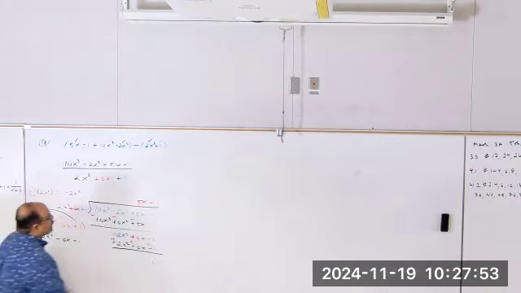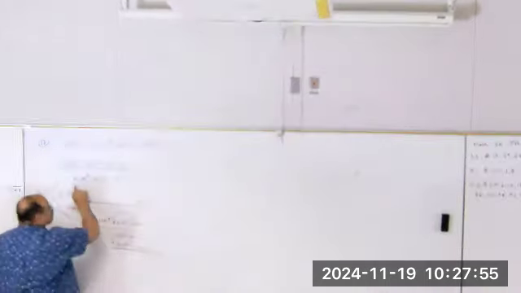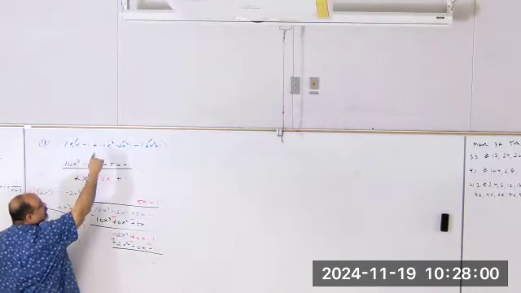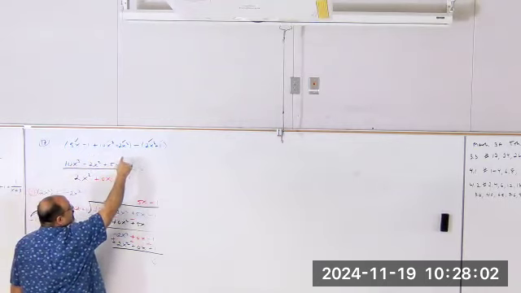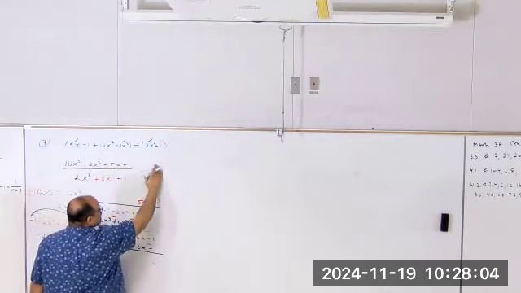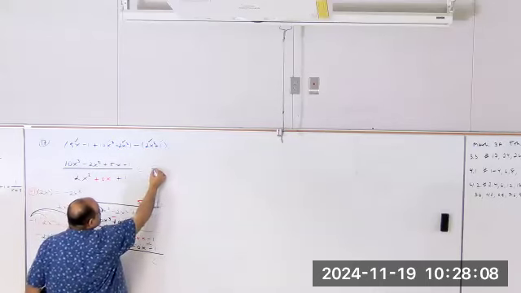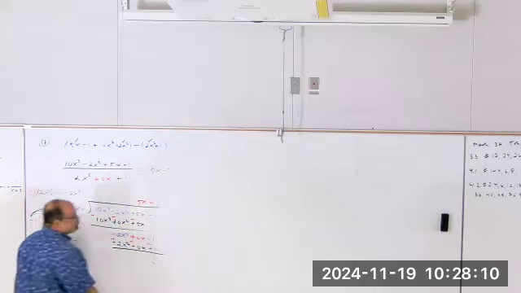Which means there's no remainder, which means 2x squared plus 1 goes into 10x cubed minus 2x squared plus 5x minus 1 evenly. It goes in 5x minus 1 time. That's all.